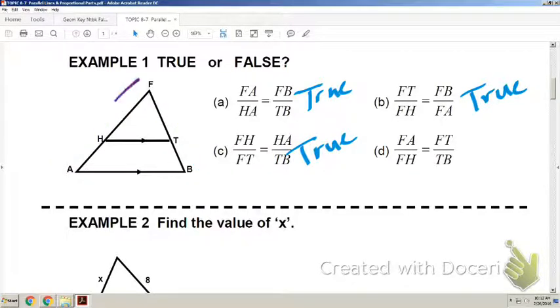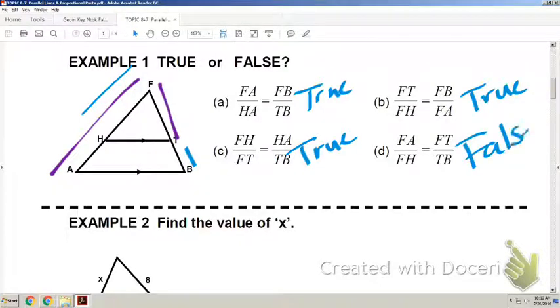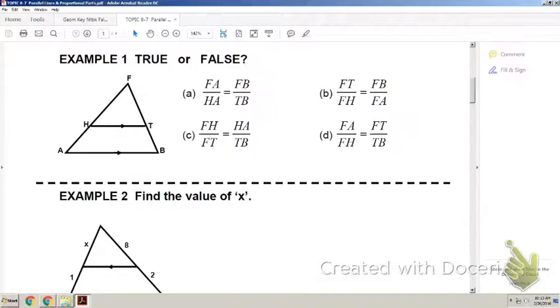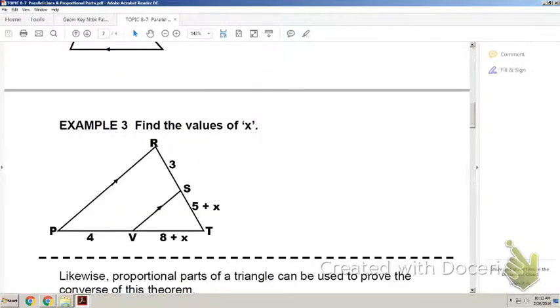Part D, FA over FH equals FT over TB. See how when I colored and shaded the parts that it was telling us, they're not the same parts, so that's not going to work. So this one would be false. The other 3 would work. Okay, now let's use our knowledge to solve this problem.